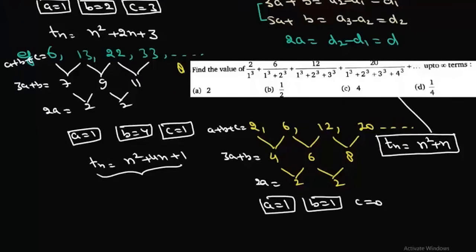Now in order to solve this question, we have to write the general term of the series. It is TR, and in the numerator we'll have r square plus r. In the first term it is 1 cube, in the second term it is 1 cube plus 2 cube. So it will be 1 cube plus 2 cube up to r cube.